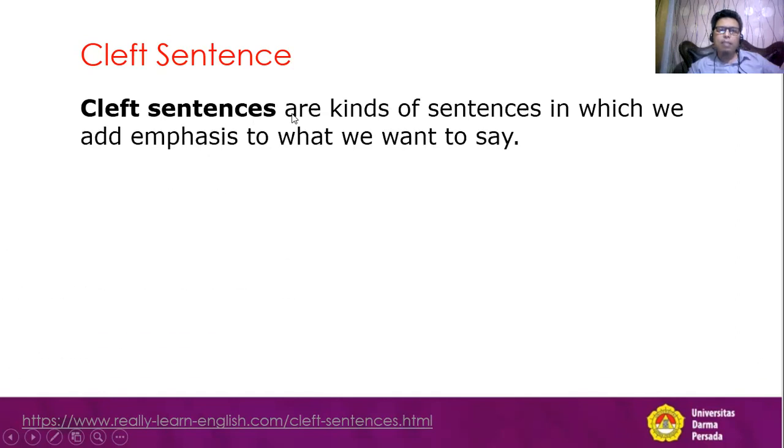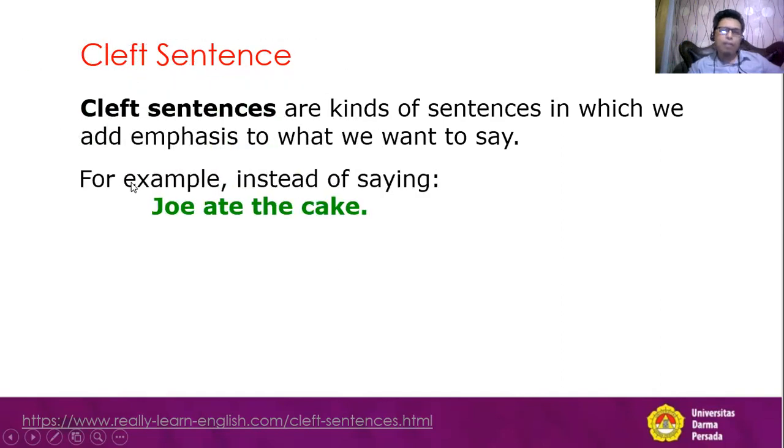Cleft sentences are kinds of sentences in which we add emphasis to what we want to say. So you have sentences, and then in your sentences, you have an additional component. You have an additional part for the purpose of emphasizing something, emphasizing what you want to say. That is cleft sentences.